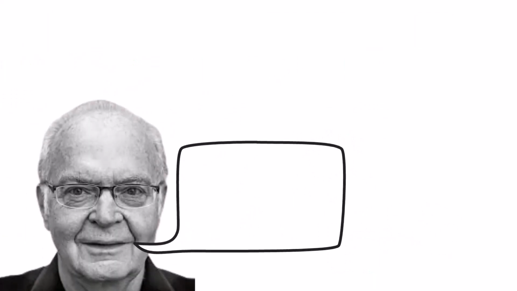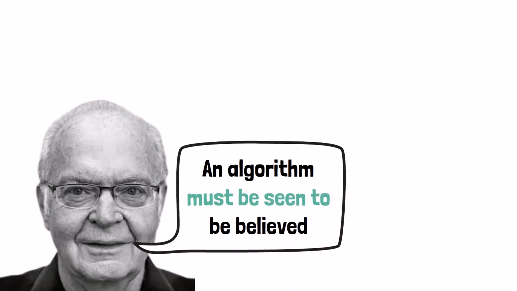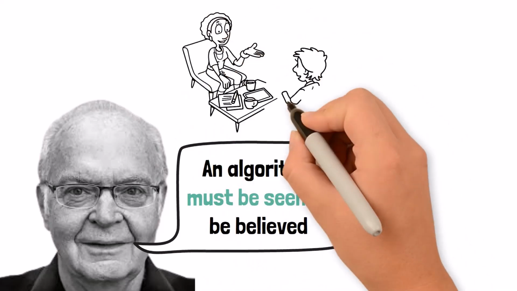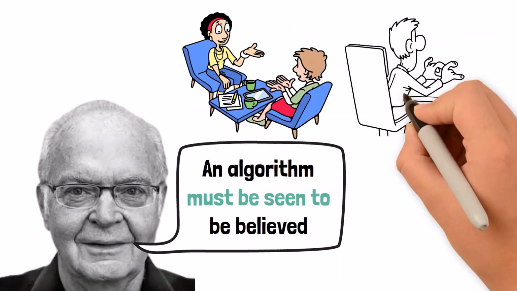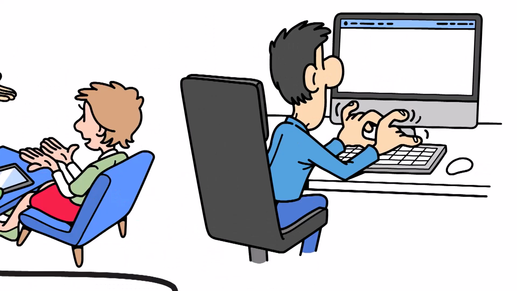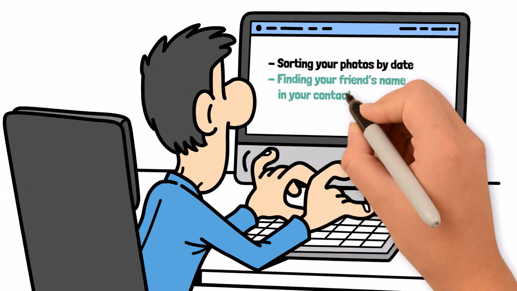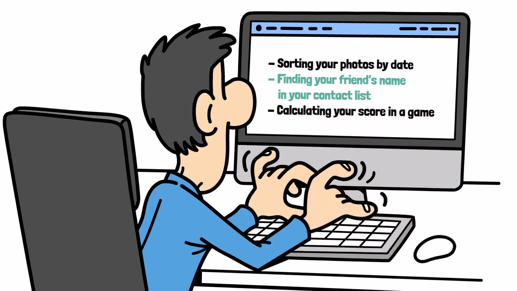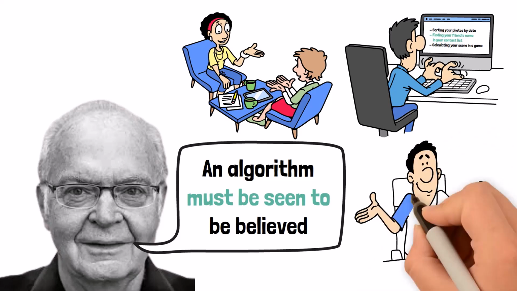There's a famous quote in Computer Science by Donald Knuth. He said, "An algorithm must be seen to be believed." In other words, once you see how it works, it becomes super clear. In computers, algorithms are used to solve problems like sorting your photos by date, finding your friend's name in your contact list, calculating your score in a game. So an algorithm tells the computer what to do and in which order.